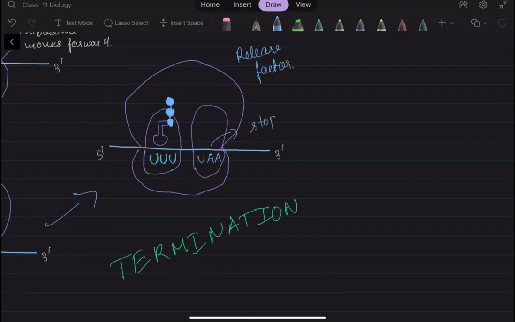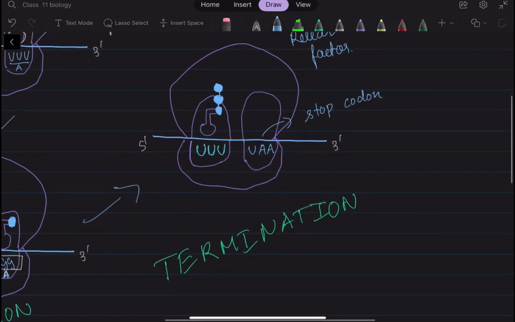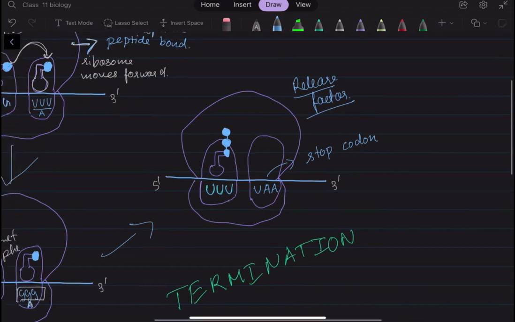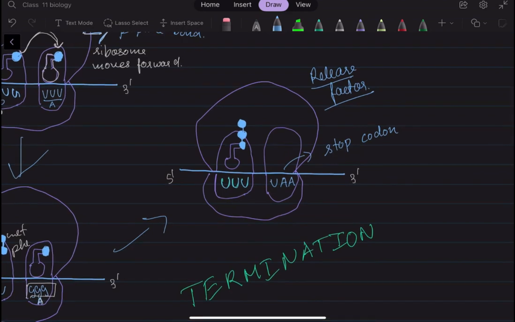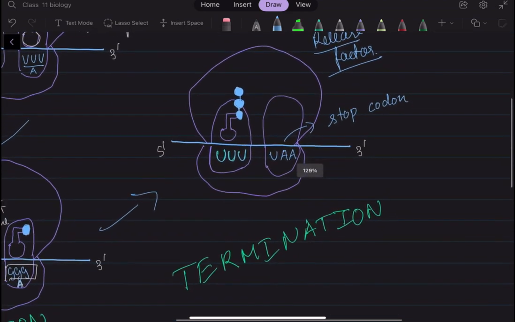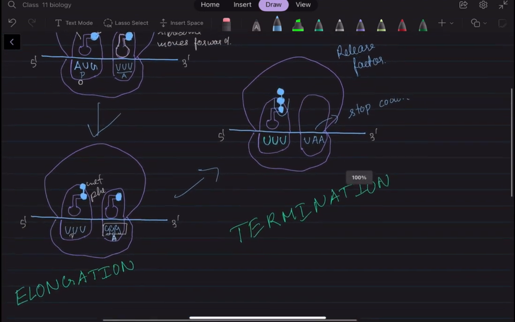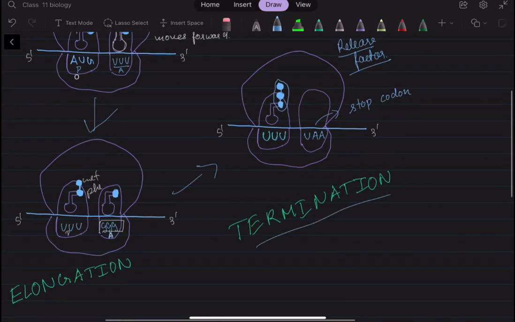So we know that there is no tRNA for the stop codon. So no tRNA comes, but there is something called the release factor which helps in the termination of this translation process. So this release factor comes and terminates this process of translation and also releases our polypeptide. So this will be our termination.